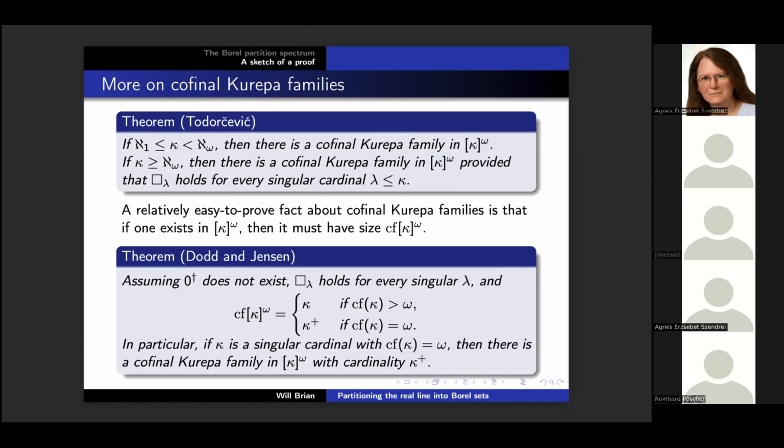And in particular, and this is really how I'm going to use this theorem, what it says is that if we have a singular cardinal kappa with cofinality omega, then combining what Todorcevic's theorem says with what this theorem of Dodd and Jensen says, and what that sentence in between says, we simply get a cofinal Kurepa family in the poset, where the cardinality of this family is exactly kappa plus. Okay, so moving forward, this is really all we're going to use about the non-existence of zero dagger. So all we really need to know is this sentence right here. We're not going to use any other facts about it. It means there exist these cofinal Kurepa families, and the size of such a family is going to be exactly kappa plus, assuming kappa is a singular cardinal with cofinality omega.